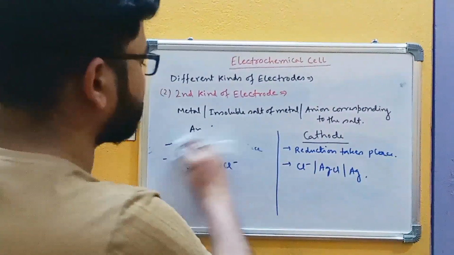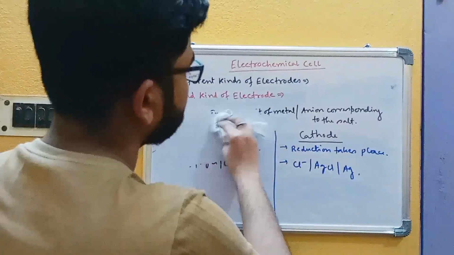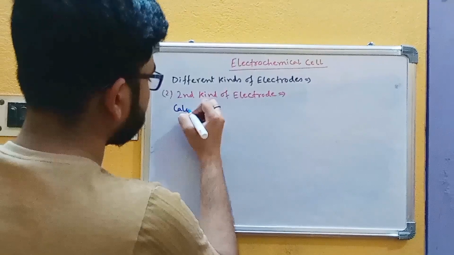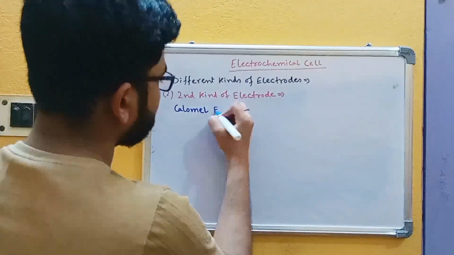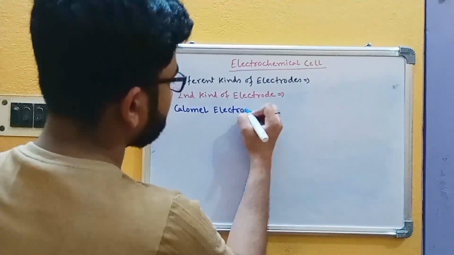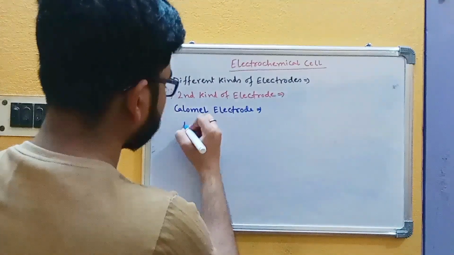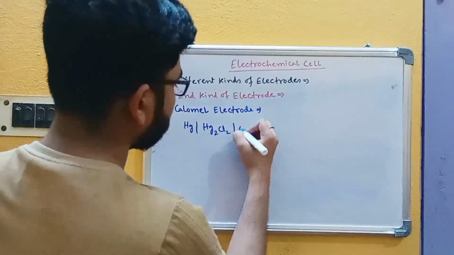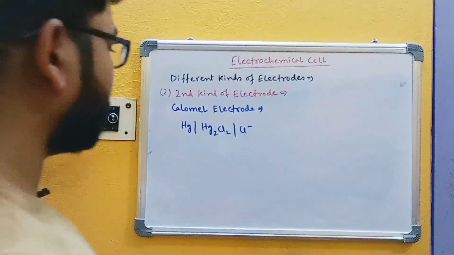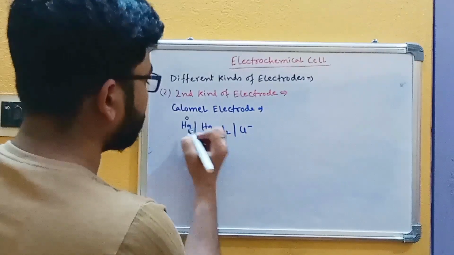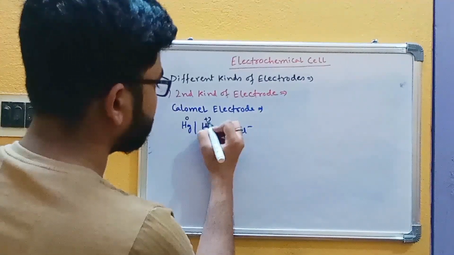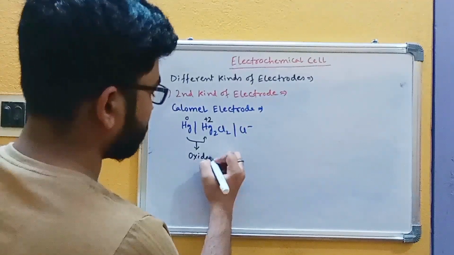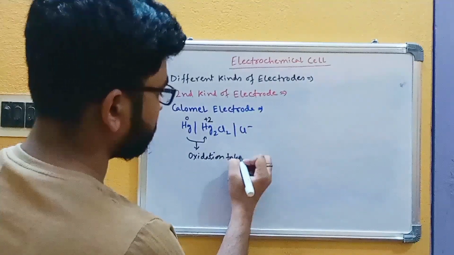Now we will write the next second kind electrode. The next electrode is known as the calomel electrode, that is Ag, Ag2Cl2, Cl minus. Here we see that the oxidation state of Ag is 0 and here the oxidation state of Ag is +2. So here oxidation takes place.